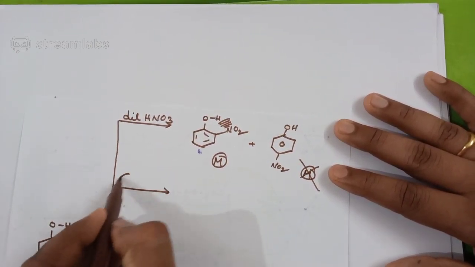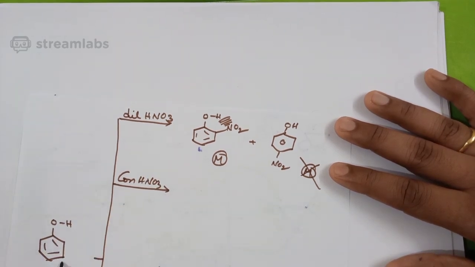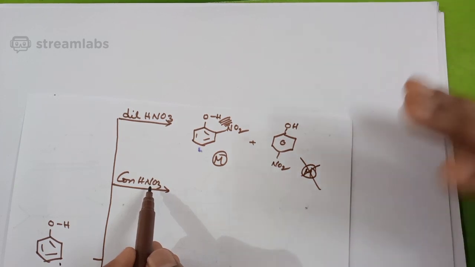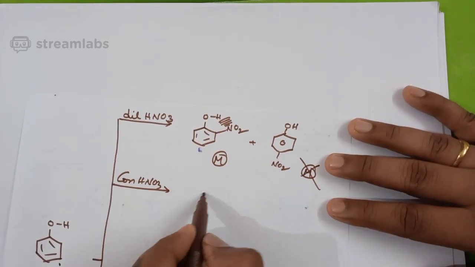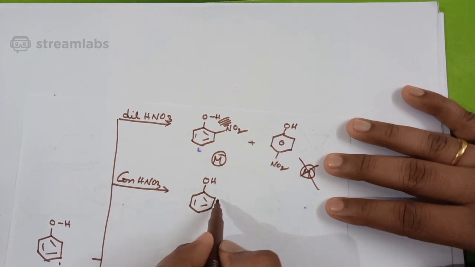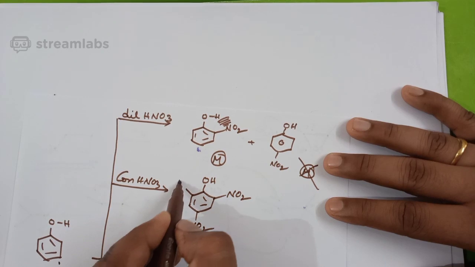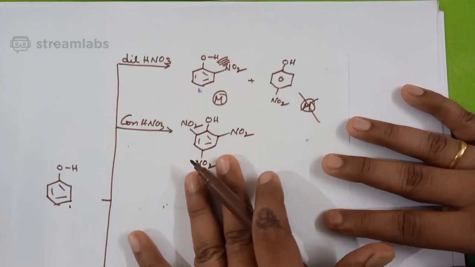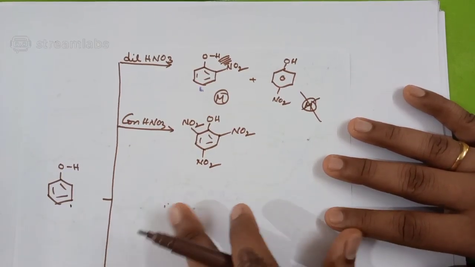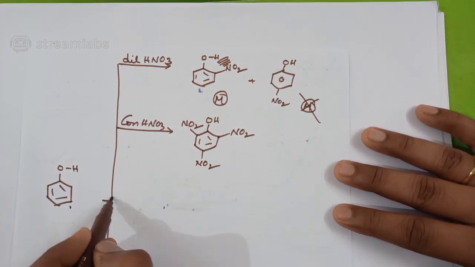If I use concentrated HNO3, I told you already that phenol is more reactive and the nitric acid here is concentrated, which means both are reactive. Once both are highly concentrated, what happens? The reaction takes place very fast and effectively. So we get NO2 groups at all the ortho and para positions because both are highly reactive. Hence it gives picric acid.